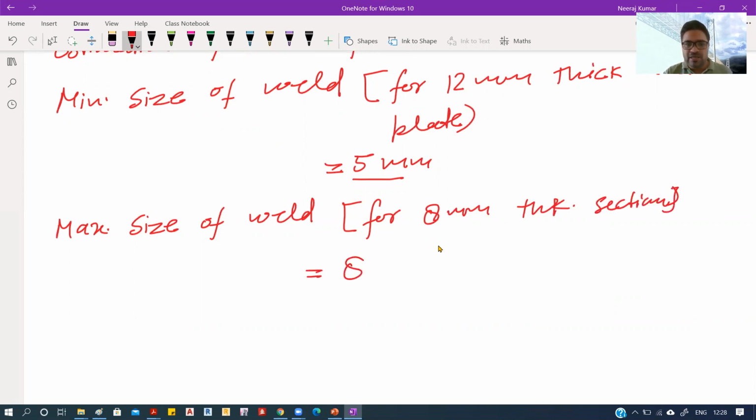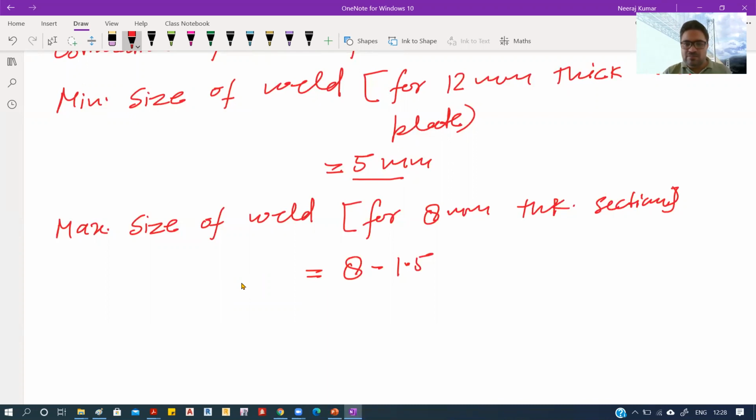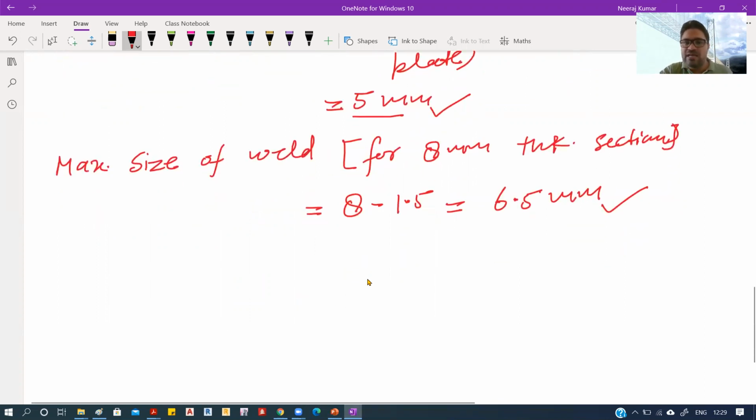So for this, 8 minus 1.5. So you see, I'm again showing. How do we find out the thickness of the thinner plate minus 1.5 mm? So 8 minus 1.5 mm becomes 6.5. Now you can see the minimum size of weld can be taken as 5 mm and the maximum size of weld can be taken as 6.5 mm. So we can assume the value of weld between 5 to 6.5. So let's assume the size of weld as 5 mm.